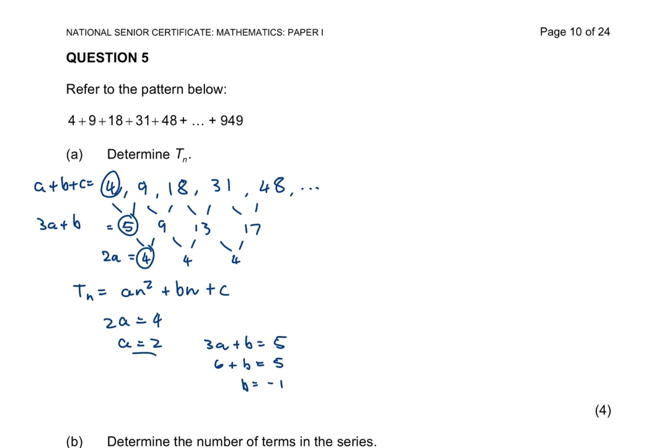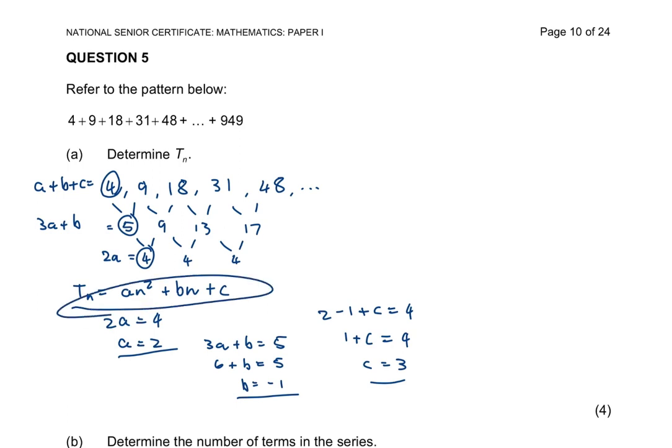Okay, so we have a, and we have b. Now we need to find c. Well, a plus b plus c must be equal to 4, so 2 minus 1 plus c must be equal to 4, which means that 1 plus c must be equal to 4, and c must be equal to 3. Okay, so we have a, b, and c, and now we can substitute them in and express our general term.